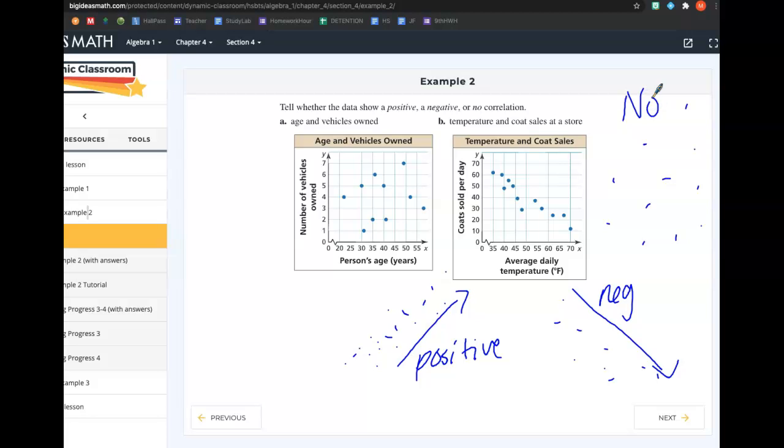So looking at A, do they relatively go up? Do they relatively go down? Or is that kind of random? It's kind of random. So which one would it be? Positive, negative, or no correlation? No correlation. You would say no. If you look at the labels on this, it says the age and the vehicles owned. So your parents or the person's age based on the number of vehicles they own.